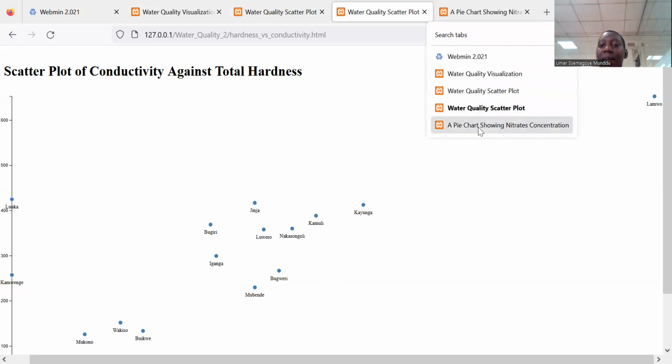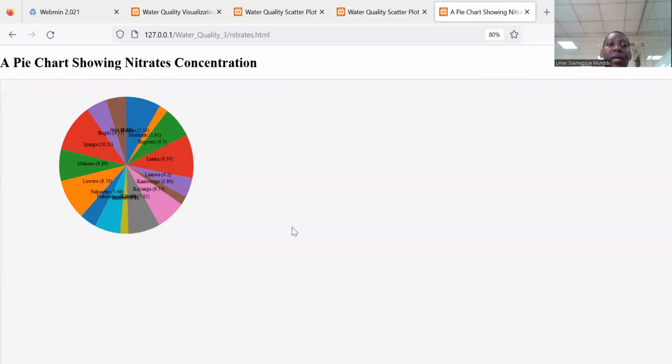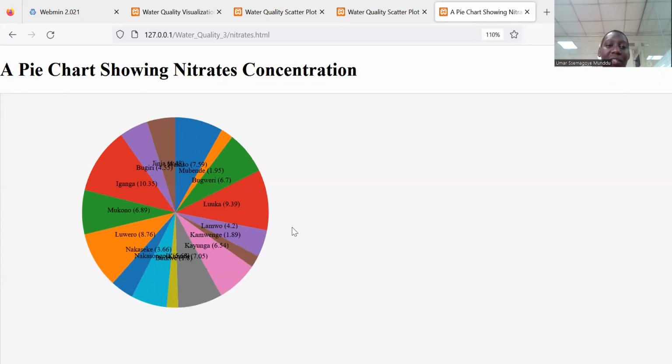Maybe lastly, I would like to also talk about the nitrates. My intention here was to know about the nitrates concentration in different districts, and like you can see here, each district is shown with a particular color. For example, Mukono is shown with this green color here. The colors are generated using a function in my code.